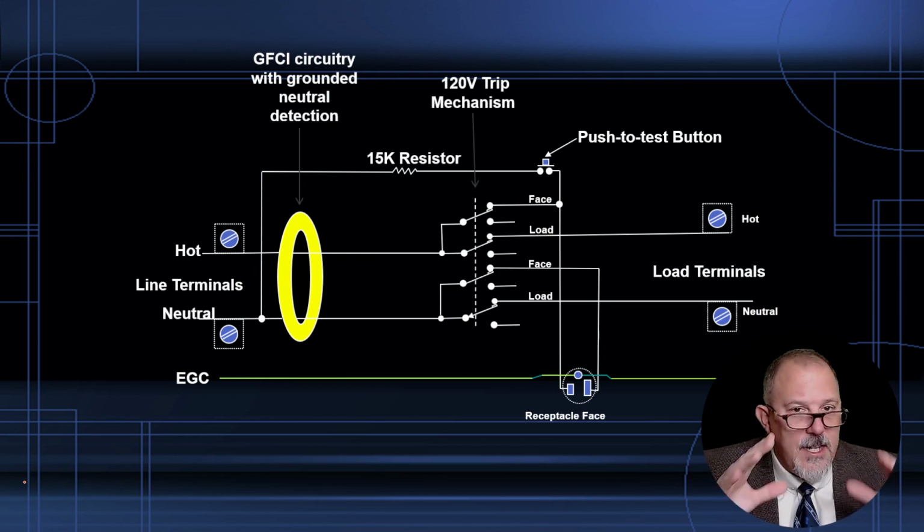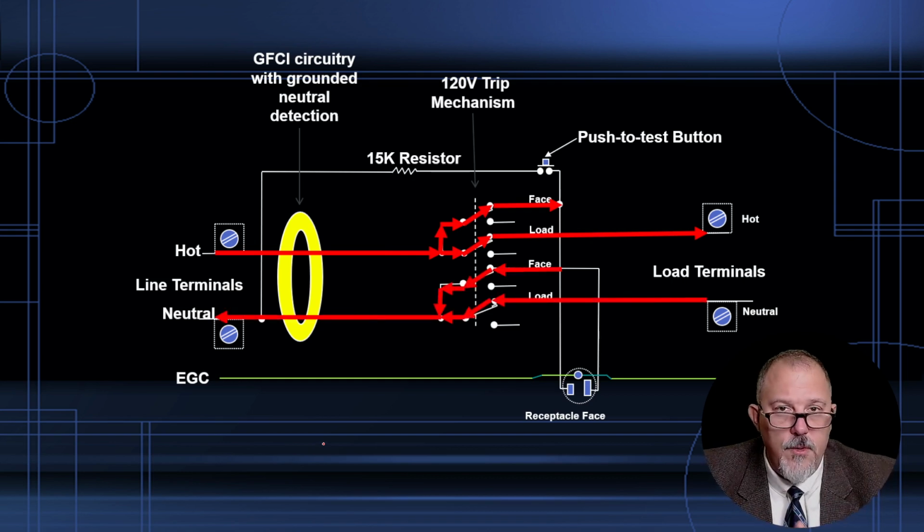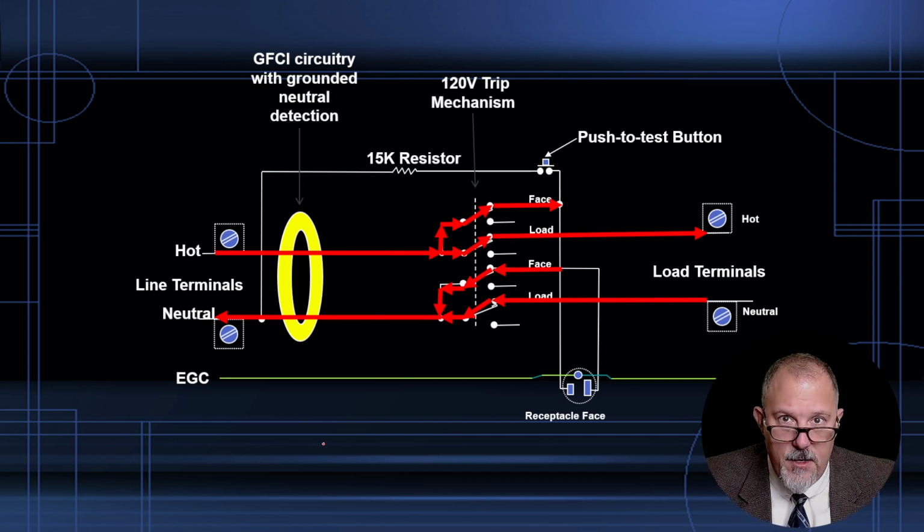And it works off the same principles. What goes out must come back, and it goes through the sensor. All the current that goes out must come back, and if anything goes outside of that path, 4 to 6 milliamps, it will open.